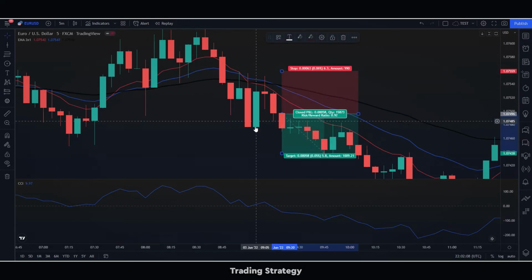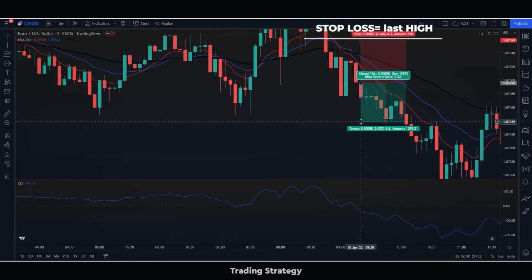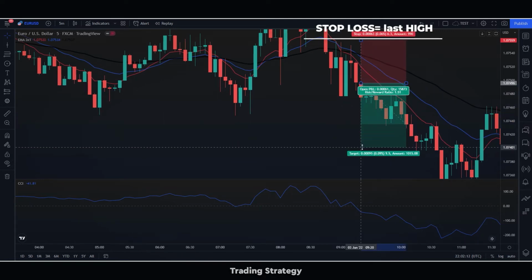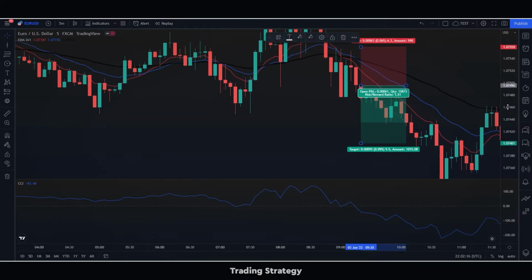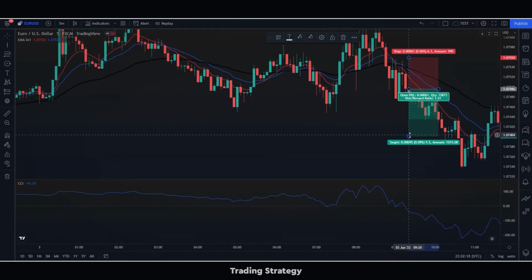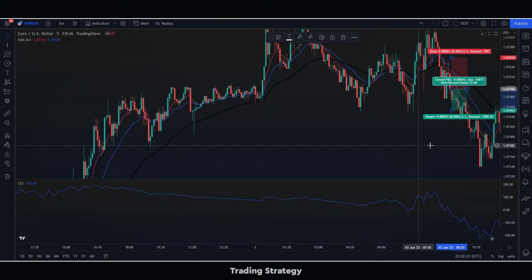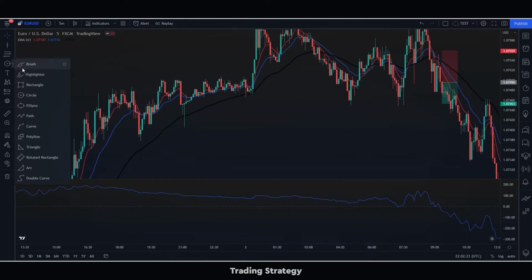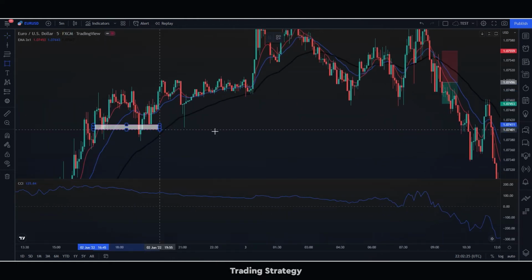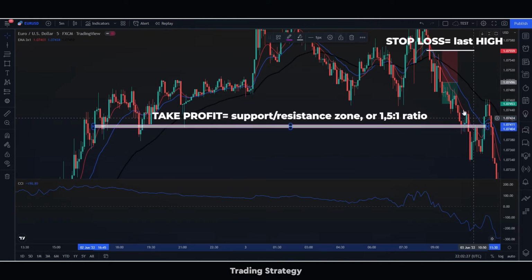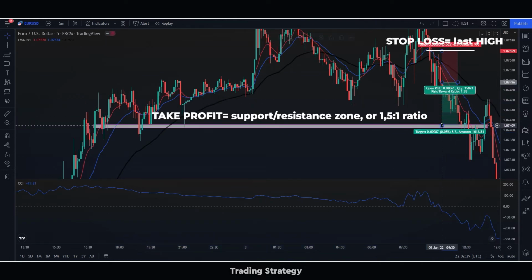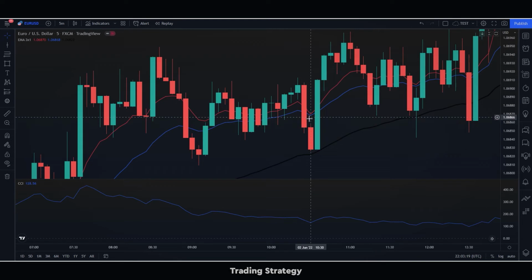We will place our stop loss above the last high, and our take profit in the support and resistance zones with a minimum risk-benefit ratio of 1:1. Let's see some more examples.